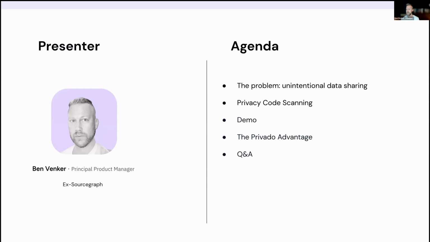The things we're going to talk about today: the first is the problem of unintentional data sharing, and the impacts on an organization when you share data unintentionally with third parties, vendors, things like that. Then, what is privacy code scanning? Then we'll do a brief product demo and talk about how those features and the things we talked about map onto outcomes for our customers. And then we'll do a brief Q&A.